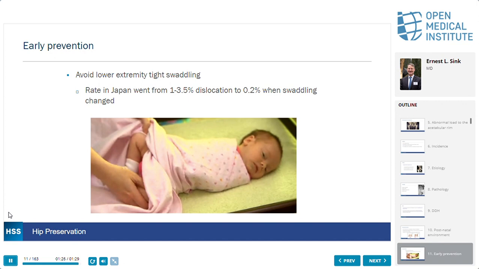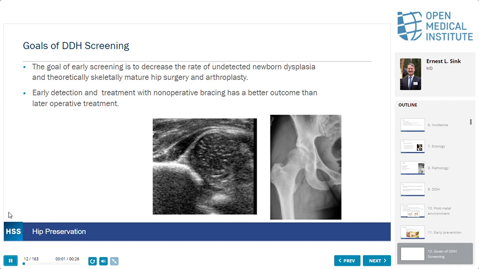The goal of early screening is to decrease the rate of undetected newborn dysplasia and, theoretically, skeletally mature hip surgery and arthroplasty. Early detection and treatment with non-operative bracing has a better outcome than later operative treatment. I think that's obvious. Here's a patient, there's their ultrasound, and it was read as normal, and this is what they showed up as an adolescent.